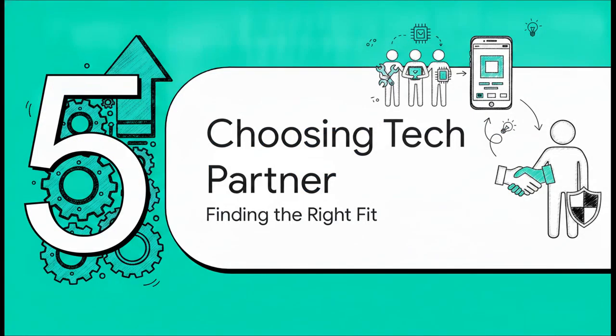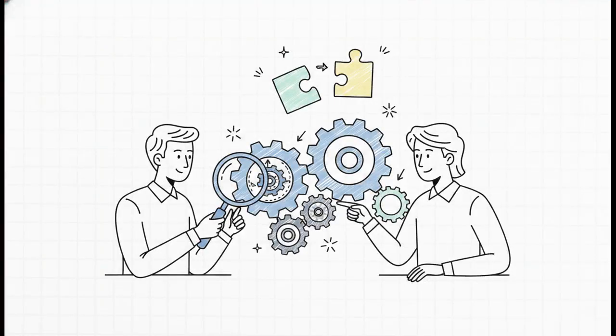So, you know what you want to build, and you know exactly how it should feel. Section 5 brings us to a make or break decision, choosing your tech partner. Remember, you aren't just buying a product off a shelf here. You are initiating a deep, complex, ongoing collaboration. Technical skill is just the baseline requirement. It's literally just the price of admission.